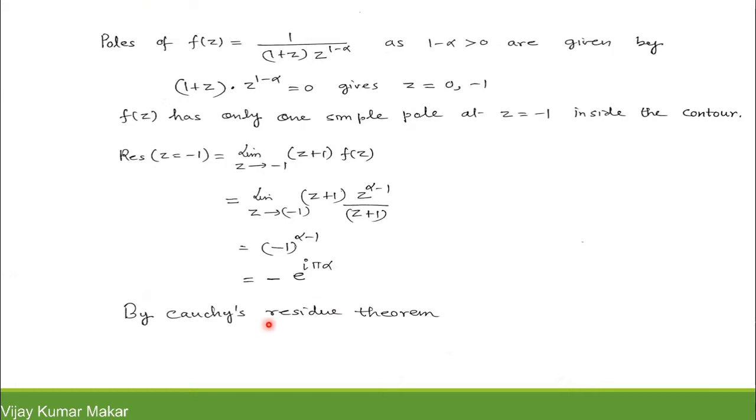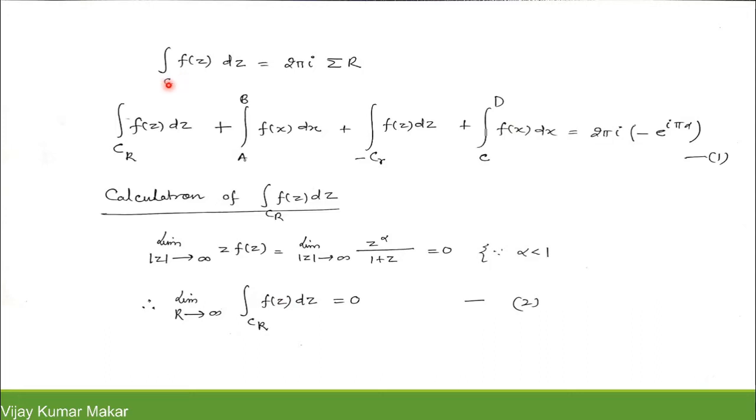Now we apply the Cauchy residue theorem. We know that the integration over C of f(z) equals 2 pi i times the sum of residues. From the diagram we see that first we integrate along the large circle C_R, then along the line A to B, f(x) dx, then the small circle around z equal to 0, then C to D, f(z) dz, is equal to 2 pi i times the sum of residues. Here the value of the residue at z equal to minus 1 is minus e raised to i pi alpha.